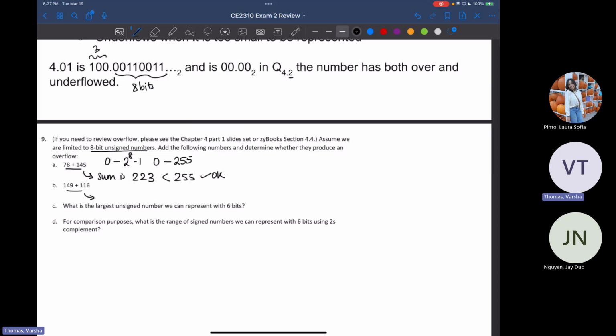So if I were to add 149 and 116, you get that your sum is 265, which is greater than 255, which means no, it cannot be represented and it overflows.